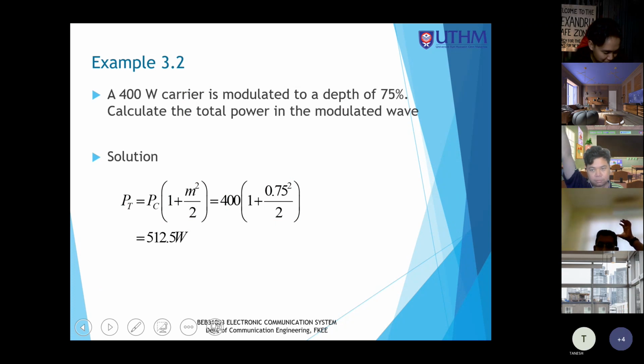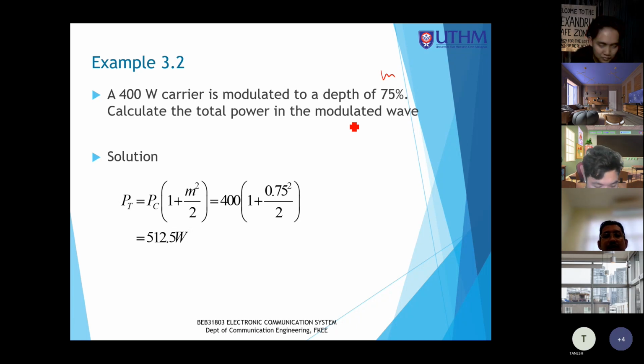So another example: a 400 watt carrier is modulated to a depth of 75%. So this is actually referring to the modulation index. Okay. So modulation index 75%. So that means dia adalah 0.75. So calculate the total power in the modulated wave.